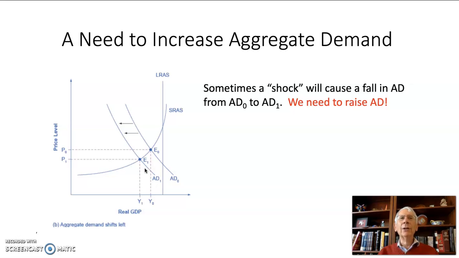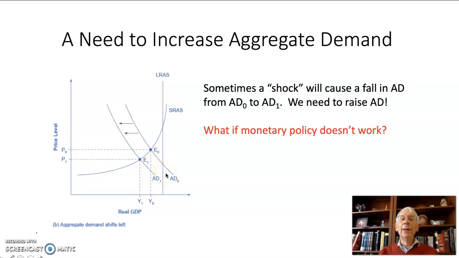We saw in 2008 and 2009 the Great Recession. The housing market collapsed. The stock market collapsed. People felt like they didn't have any money. They didn't want to spend any money. Aggregate demand fell. During the Great Depression, the stock market fell, and a number of other things happened too. But sometimes aggregate demand falls. And what we want to do then is raise aggregate demand.